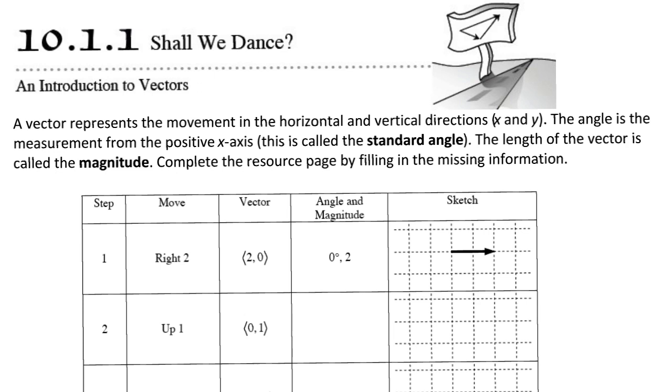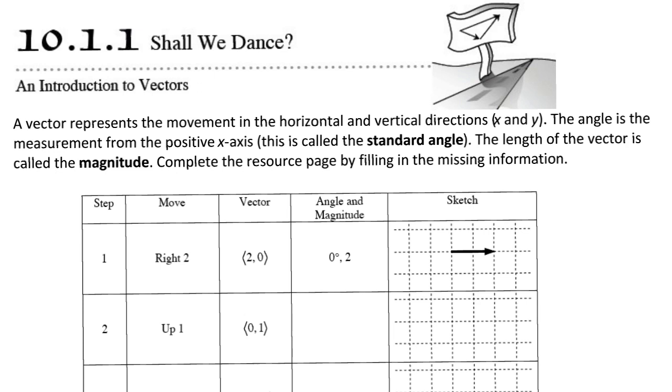So if you could grab your note sheet, we're going to do some examples of sketching some vectors and talking about what is their angle and magnitude and how do we write the vector. So it says an introduction to vectors. A vector represents the movement in horizontal and vertical directions, in other words, x and y. The angle is measured from the positive x-axis, and that is called the standard angle. The length of the vector is called the magnitude, okay? Things that we just put in our toolkit.